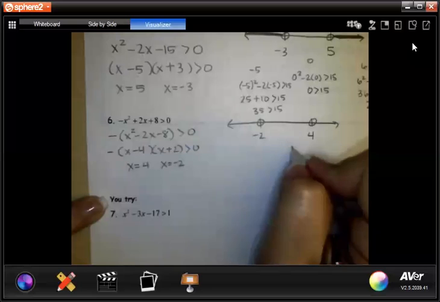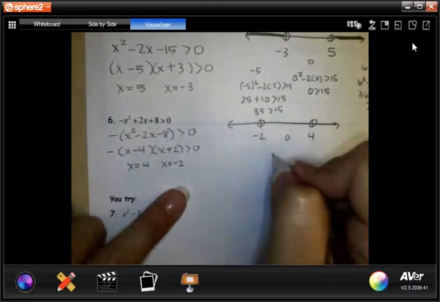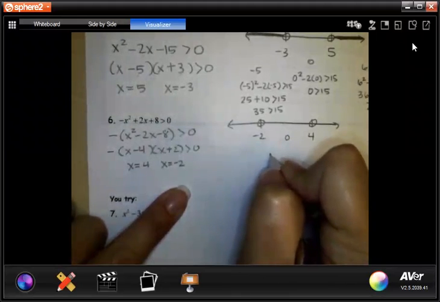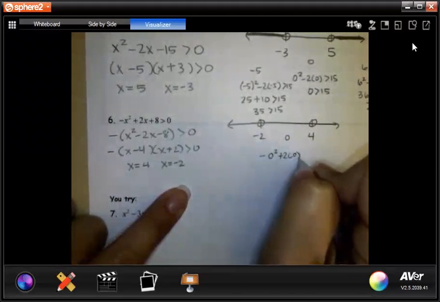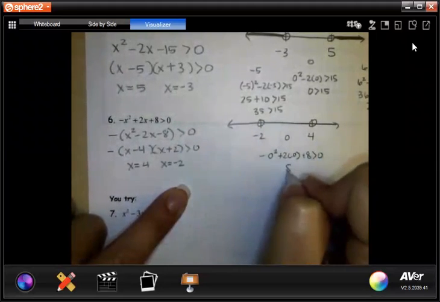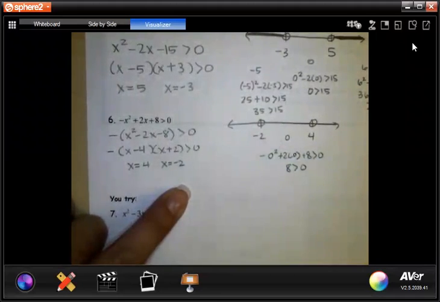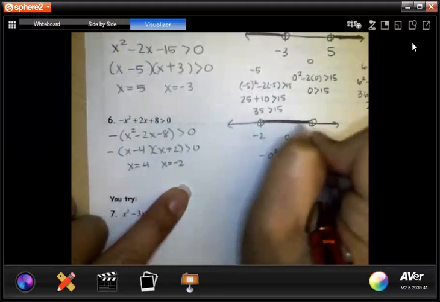And then I start to test points. So I'm going to plug in a 0. Again, I still think that's the easiest. And so we get -0 squared plus 2 times 0 plus 8 is greater than 0. That gives me 8 is greater than 0. That is a true statement, so my solutions are found in the middle.